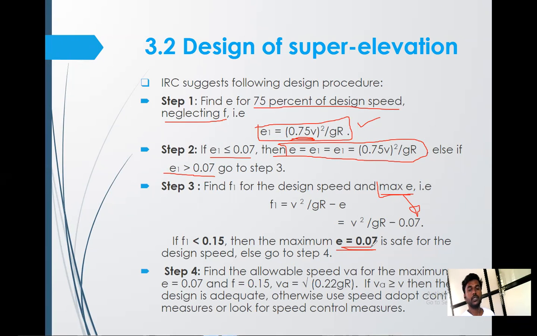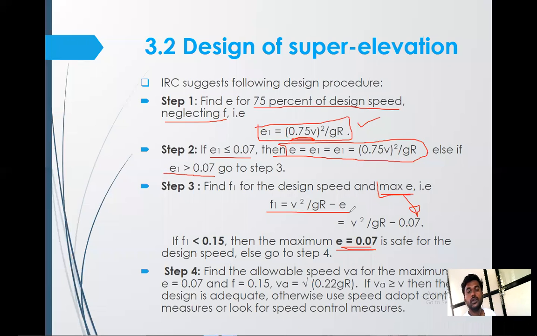But if we get F1, calculated by this formula, if we get this frictional factor less than 0.15, as we know the lateral coefficient of friction is 0.15, then it is okay. But if it goes beyond 0.15, then we have to go for designing the velocity. Understood? If F1 is less than 0.15, then maximum E is taken as 0.07 and it is safe for the design speed.